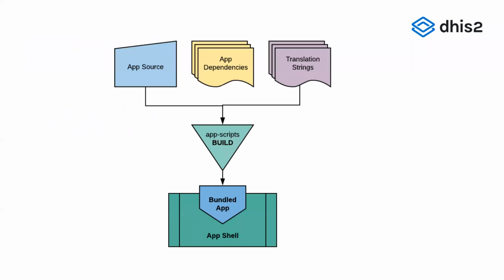This is a simplified version of what you can see there. You have your app source, your dependencies, and your translation strings. You call the build script, and you end up with the bundled application, which is injected into the app shell that has all those other things like the header bar, like server discovery, like data caching, all already built in and ready to go.